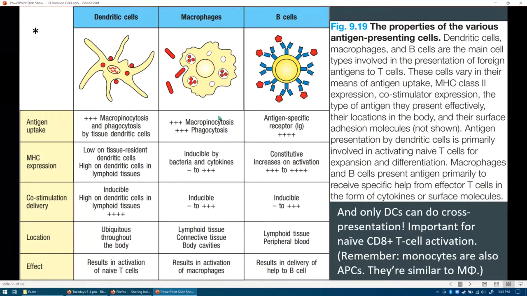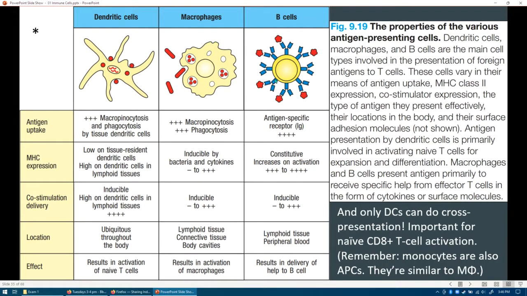And then we have the macrophages and monocytes. When they present antigen, they're not trying to activate a naive T cell. They want to present antigen to an effector T cell, an effector T helper cell. And when they present antigen, they want T cell help. Okay? They want those juicy, yummy cytokines to activate them and make them super good killers. They're trying to take care of the pathogen and kill it.